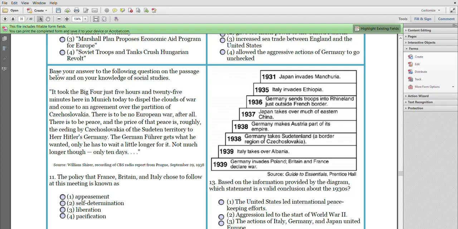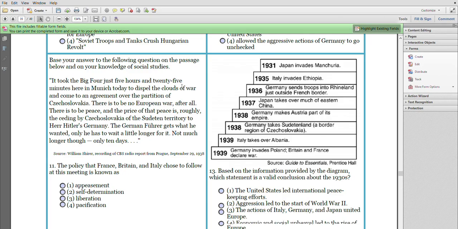Question 11. Base your answers to the following questions on the passage below and your knowledge of social studies.